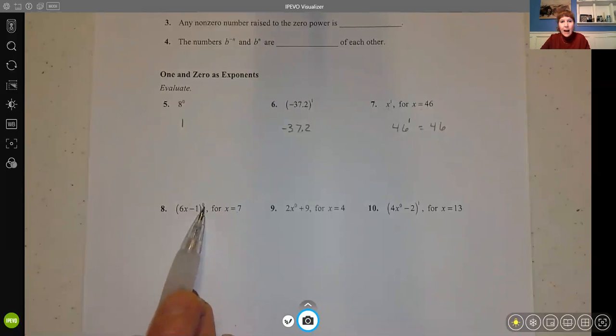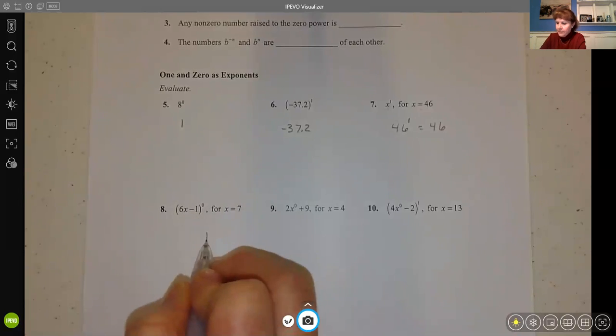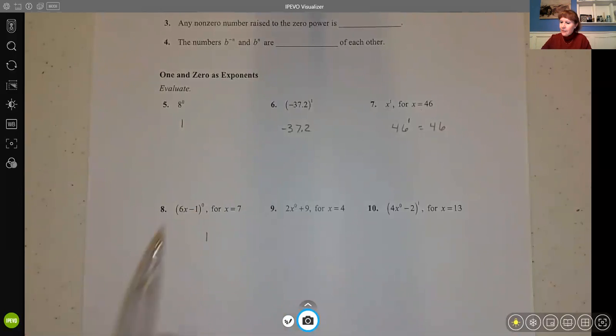Anything to the 0 power is 1. So it really doesn't even matter what you get when you put 6 times 7 in. That doesn't really matter because I know that no matter what number I have to a 0 power is equal to 1. So you can save yourself a little bit of time, even if you did take 6 times 7 minus 1. Just remember that to save yourself some time, any number, no matter what it happens to be, to a 0 power is 1.